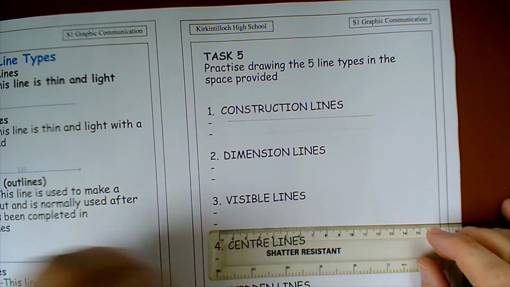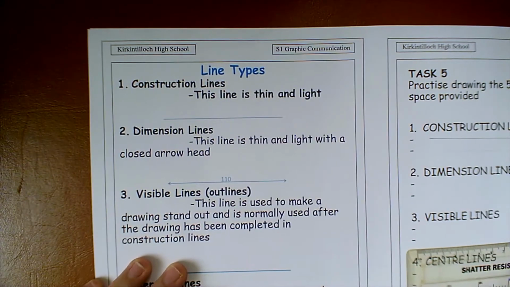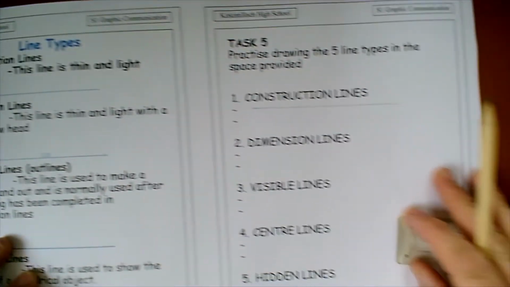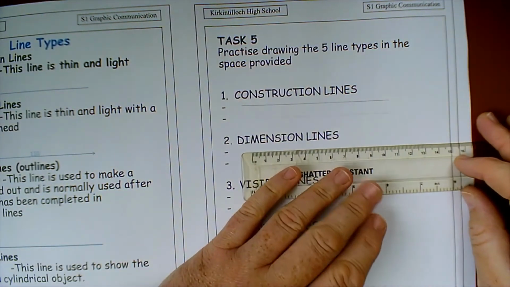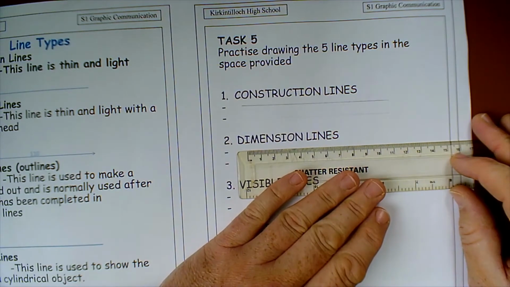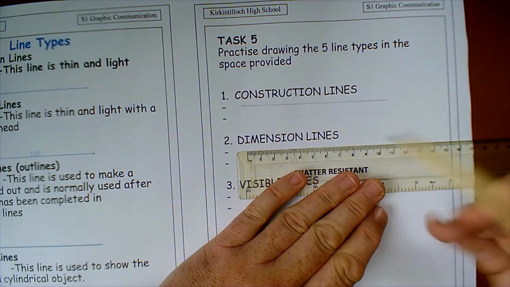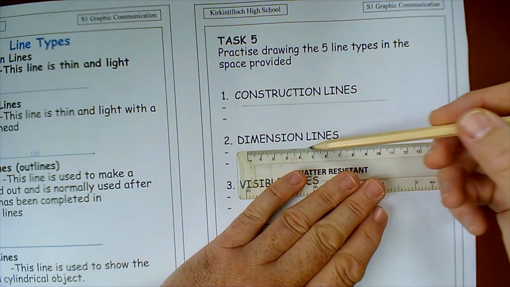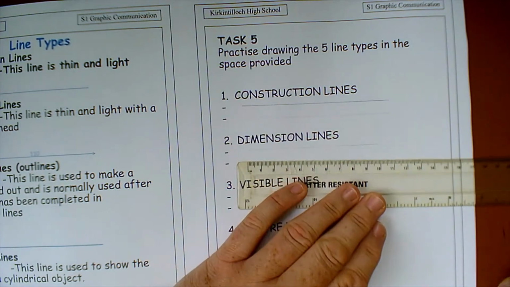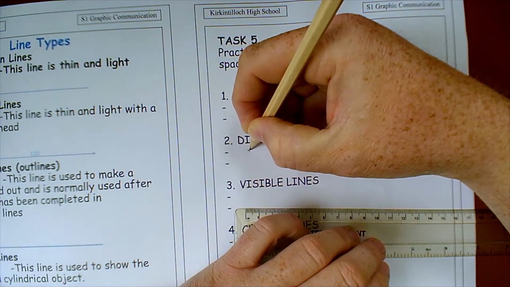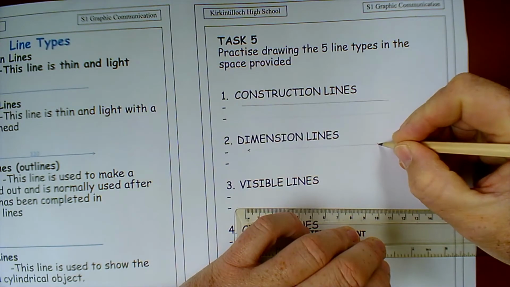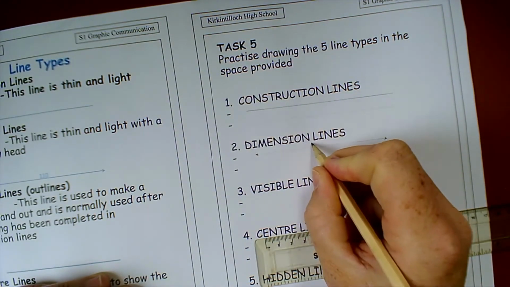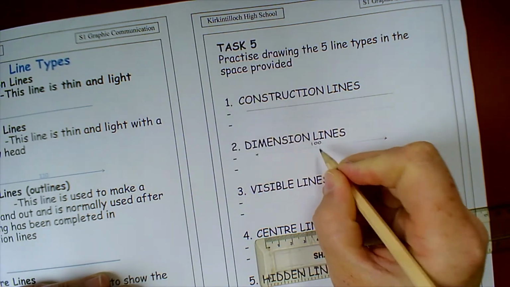The next line we're going to do is a dimension line, and again it's a thin light line with closed arrows on either end, and you give the size. So on my page I have quite a big page here, yours is a bit smaller. I'm going to do mine 100 long. I'm going to start here using just the weight of the pencil, pull it across to 100, and then I'm going to add my arrowheads on both ends. And then I'm going to write 100 in the middle, above the line. Not on the line, but above the line.